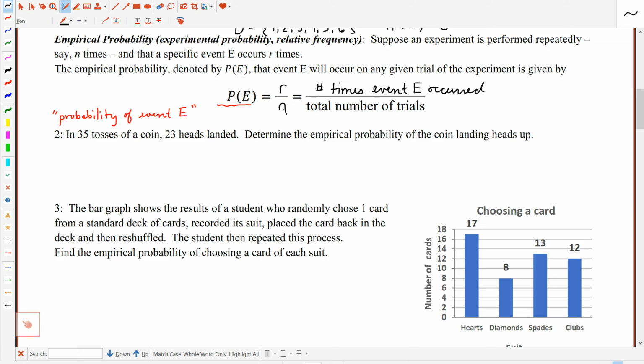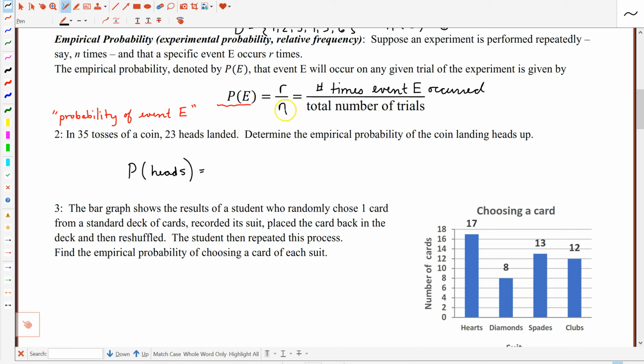So here's our first example of computing an empirical probability. So in 35 tosses of a coin, let's say we get 23 heads. So we're going to determine the empirical probability of the coin landing heads up. Alright, so we want to compute a probability, so we will use that capital P to indicate that we're going to find the probability. And then inside the parentheses, I'm just going to write the verbal description of what the event is that we're keeping track of. So I'm not going to assign it a capital letter, I'm just going to write in here the description of what we're looking at. So the probability that the coin landed heads up.